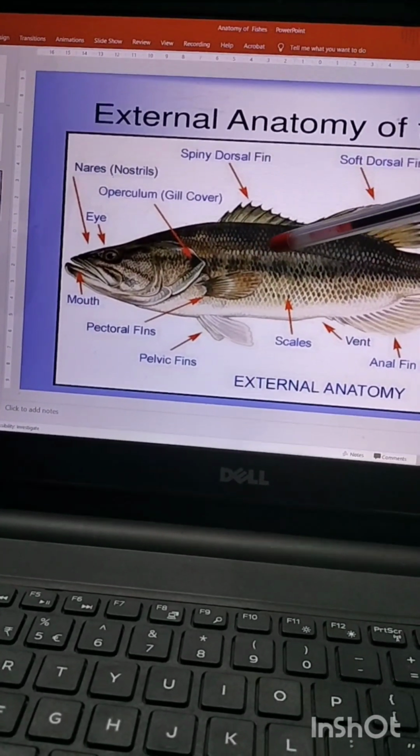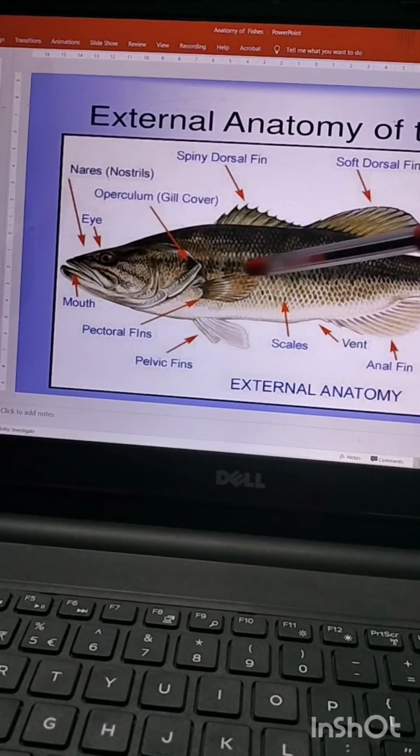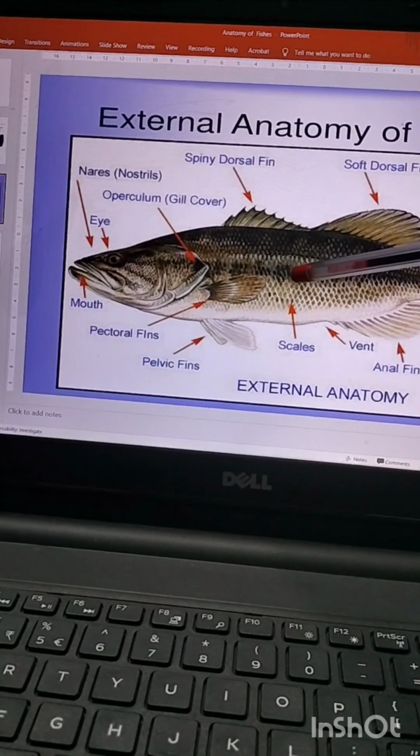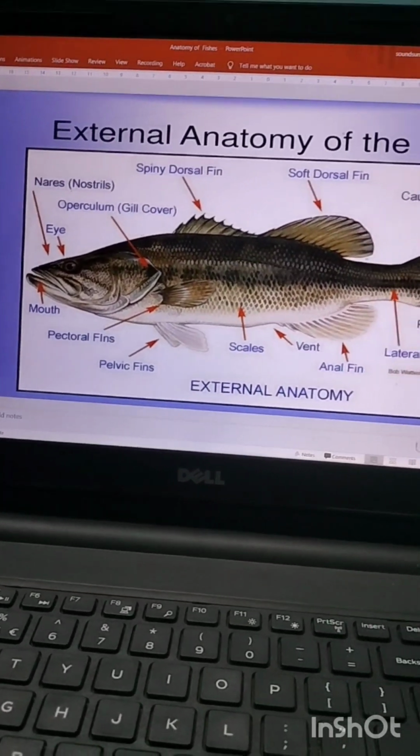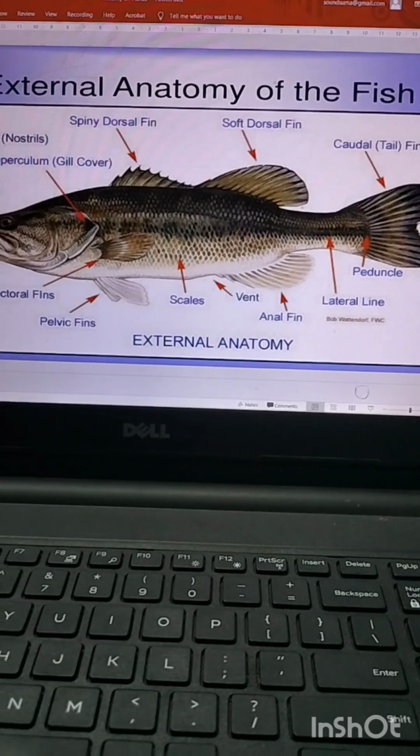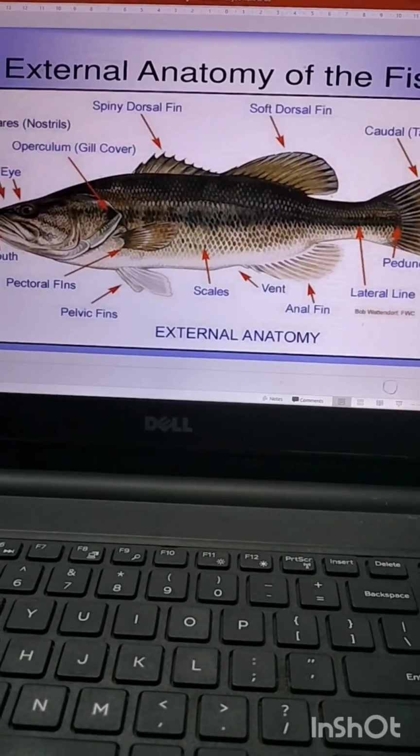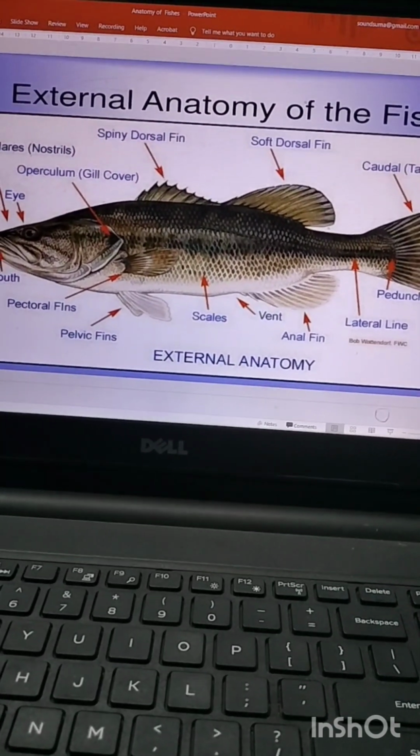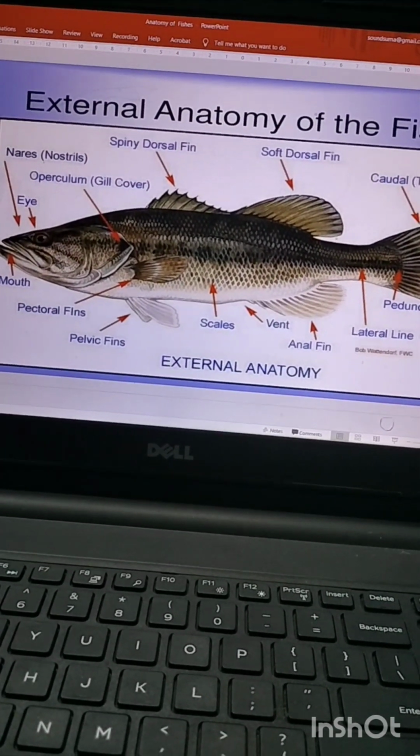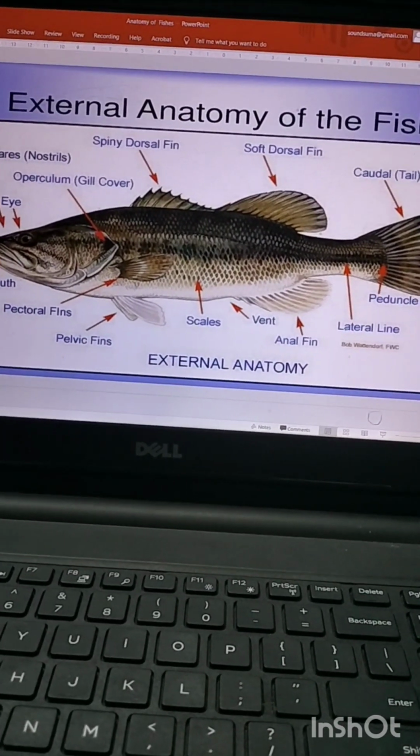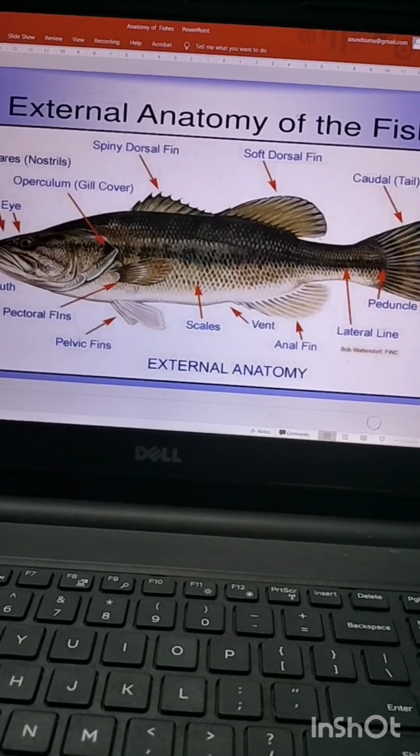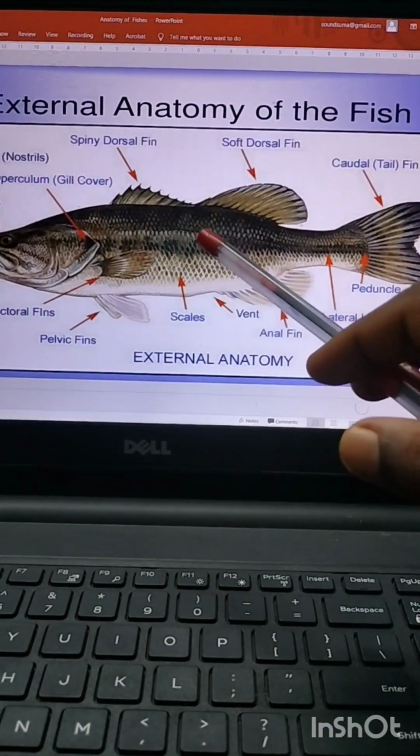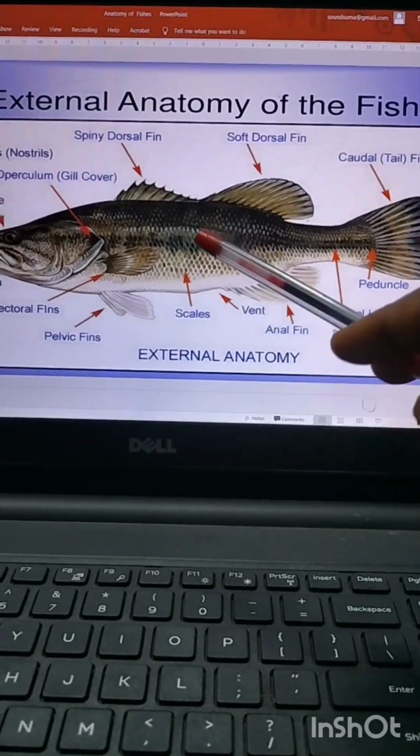Coming to the trunk portion, the body is usually covered by scales. The scales are of different types. In each and every fish, different types of scales are there, isn't it? That is ctenoid scale, cycloid scale, ganoid scale, and placoid scale. The scales give protection to the fishes. And this is the trunk portion, and you can see the middle.